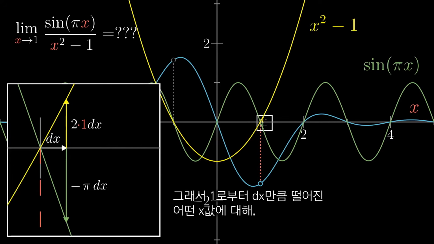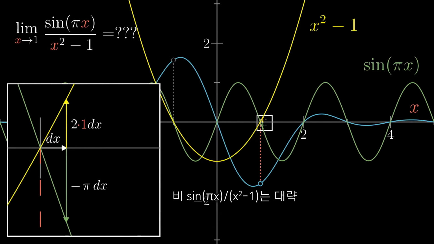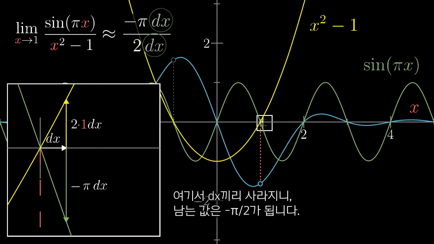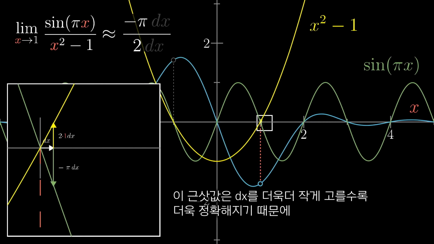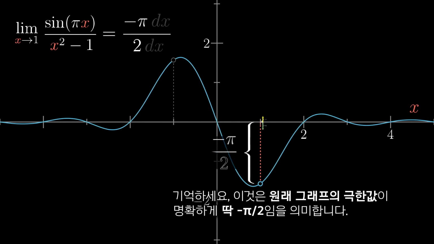What this means is that for values of x which are just a tiny nudge dx away from 1, the ratio, sine of pi x divided by x squared minus 1, is approximately negative pi times dx divided by 2 times dx. The dx's here cancel out, so what's left is negative pi over 2. And importantly, those approximations get more and more accurate for smaller and smaller choices of dx, right? So this ratio, negative pi over 2, actually tells us the precise limiting value as x approaches 1. And remember, what that means is that the limiting height on our original graph is evidently exactly negative pi over 2.